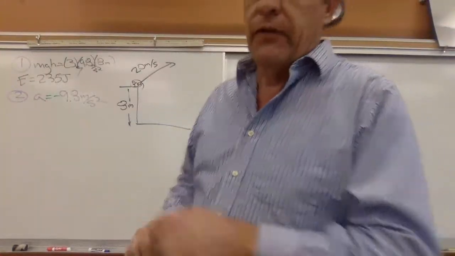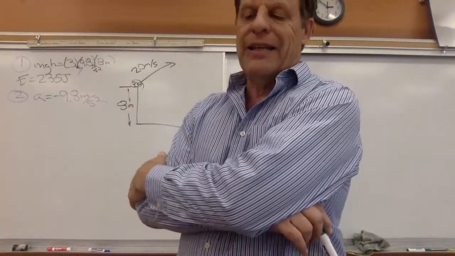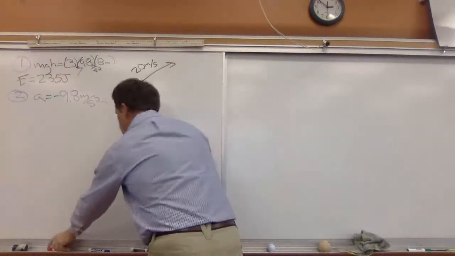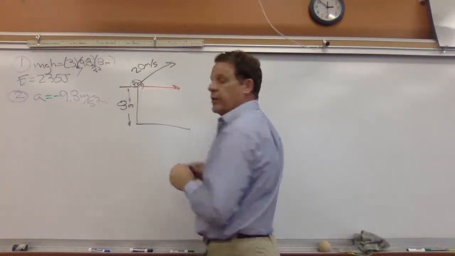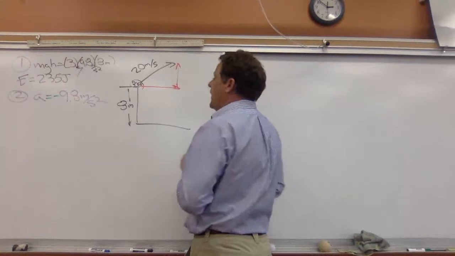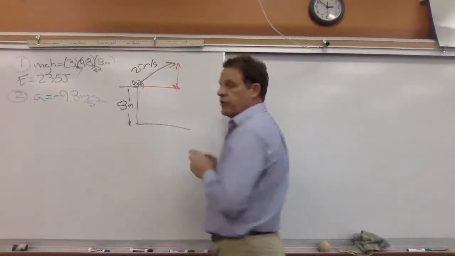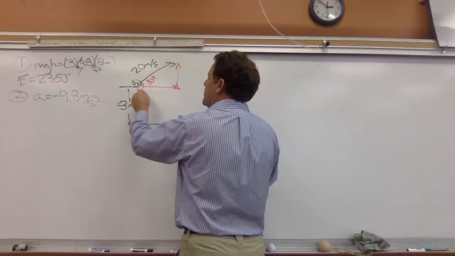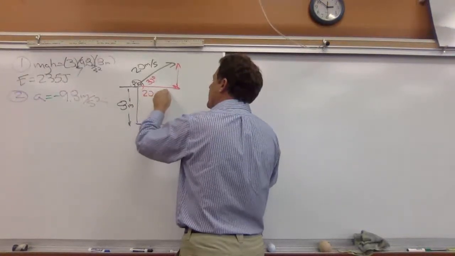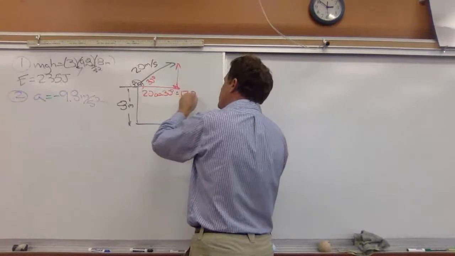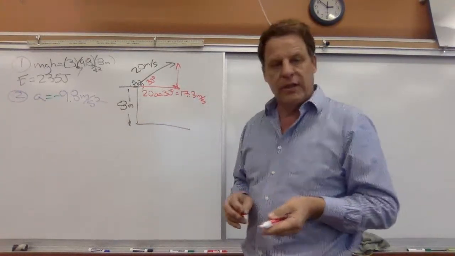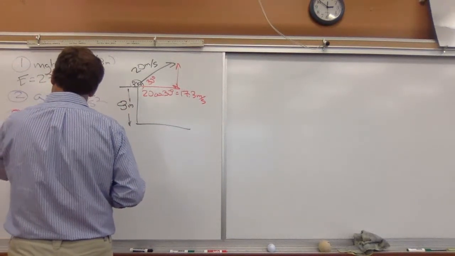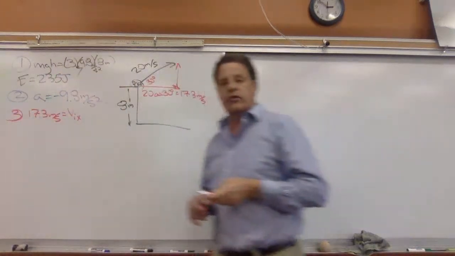All right, question number 3. If the angle is 30 degrees, what's the initial velocity in the horizontal direction? So essentially what we're asking here is, how fast is it going that way? And in the next question, it's going to say, how fast is it going that way? All right, so basically we just have a little trig. This is 30 degrees. So this right here is going to be 20 cosine 30 degrees, which is 17.3 meters per second. And that's the initial velocity in the x direction.